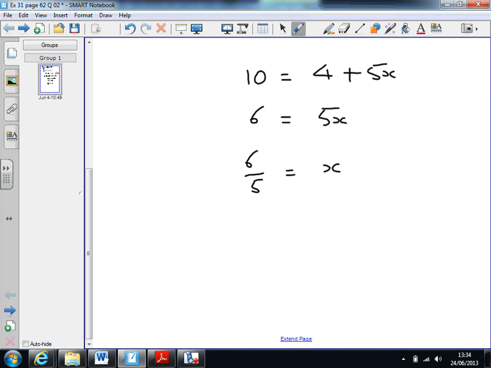You can rewrite this, therefore, as x equals 6 over 5, or 1 1/5, or 1.2. Now go ahead and see if you can do the question in the exercise.